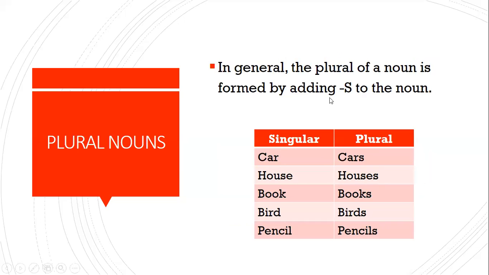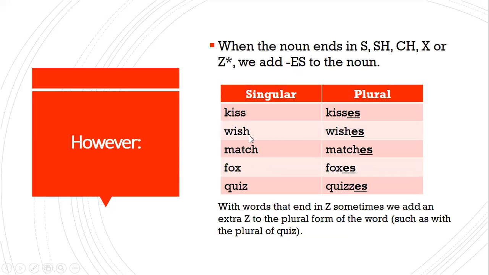Tengo car, house, book, bird, and pencil. Si ustedes se dan cuenta, acá lo único que hago es agregarle eso para formar el plural. Luego tengo otras reglas, ¿verdad? Que si, por ejemplo, dice acá que si el sustantivo termina en S, SH, CH, X o Z, le vamos a agregar ES al nombre. So you can see we have kiss, wish, match, box, and quiz. Y al final le estoy agregando lo que es ES. Kisses, wishes, matches, boxes, and quizzes.